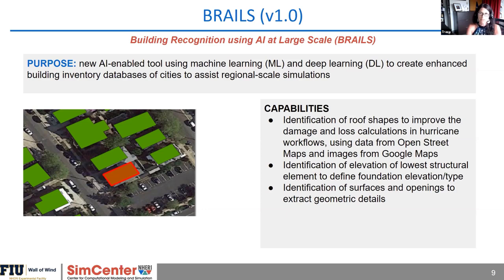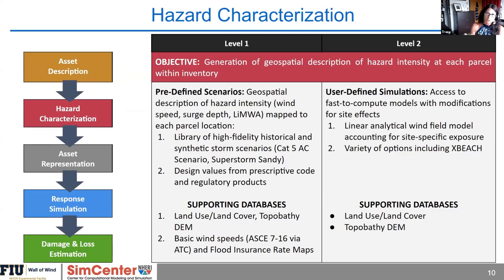And so BRAILS is a really exciting AI tool to help us marshal that effort and complete those incomplete and corrupted tax data. Now, once we come into the hazard characterization, we provide at level 1 and level 2 of the test bed 2 types of capability. At level 1, we have predefined scenarios.